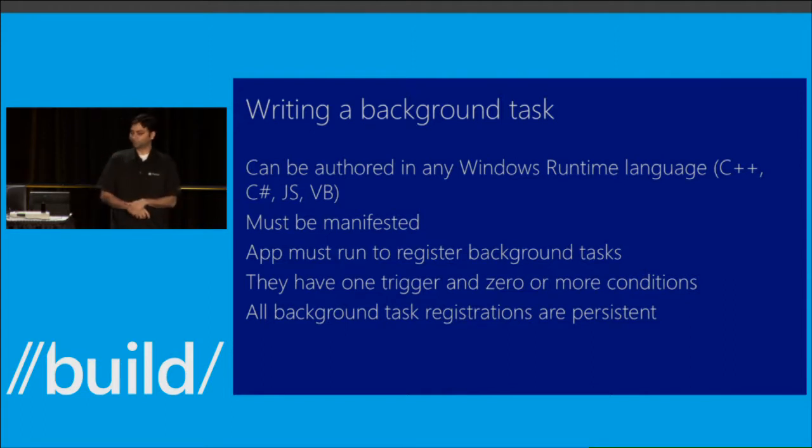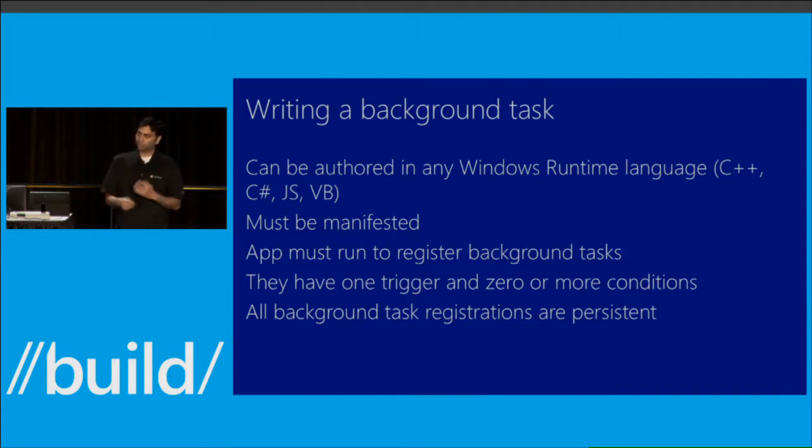Notice the key phrase in there, Windows runtime language. So I will talk more about it in the demo, but that is a point you should remember when we get to that. Background tasks must be manifested, so you need to have something in your manifest that specifies what is your class name and what is the background trigger that you're using. Background tasks must also use the background task builder to register their background task.